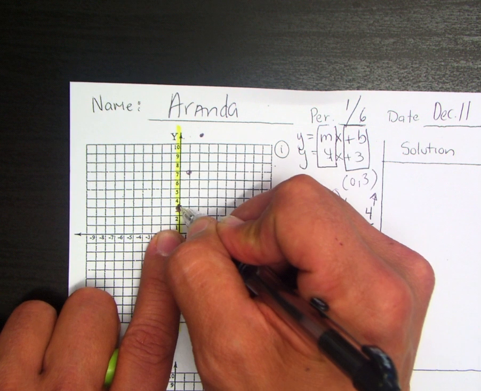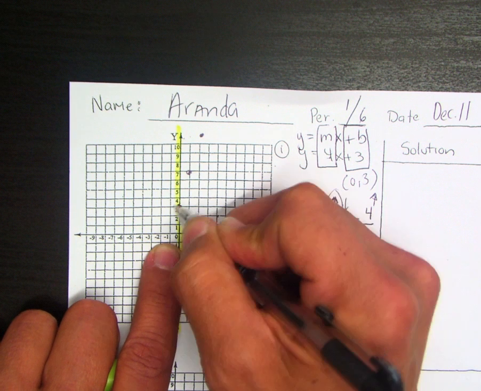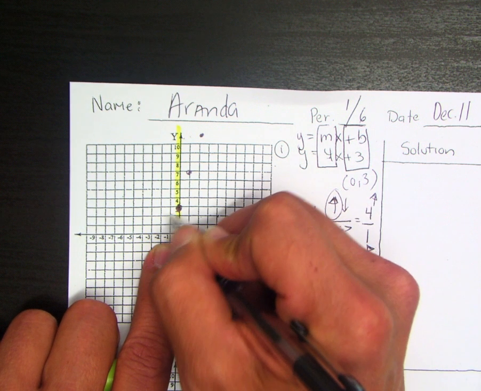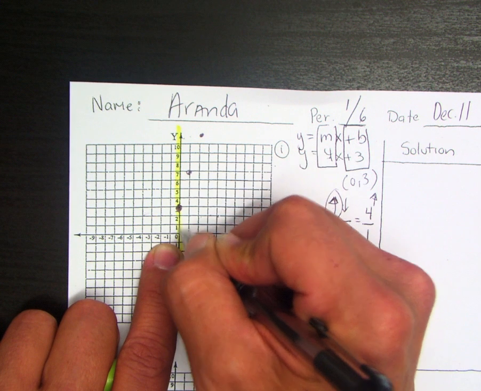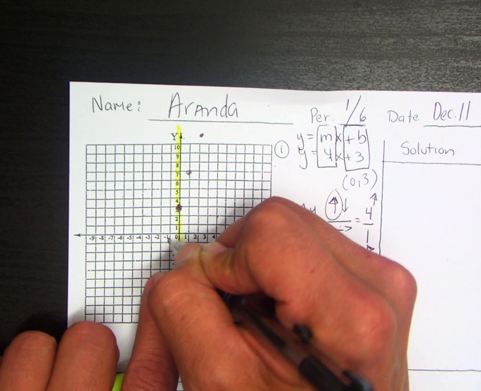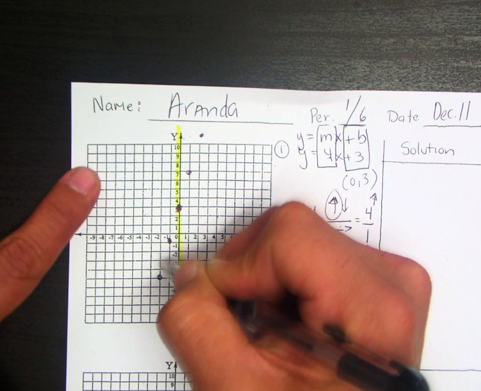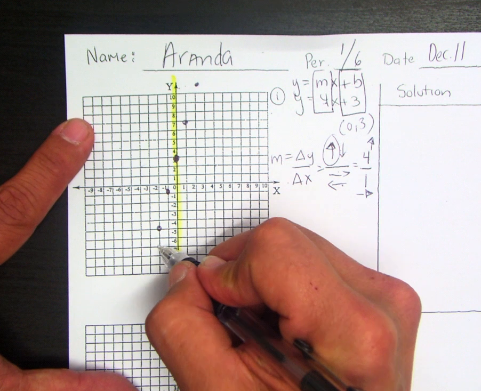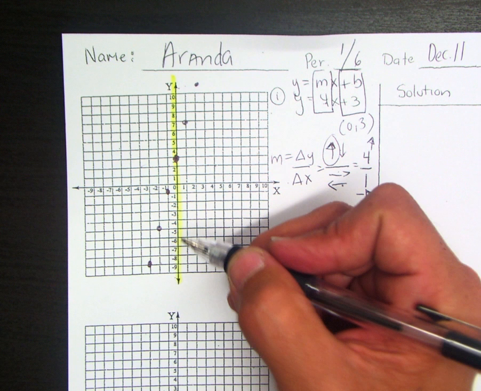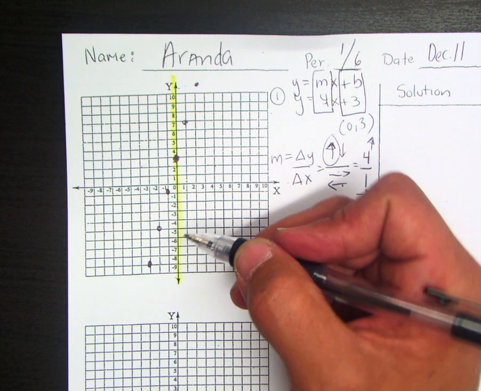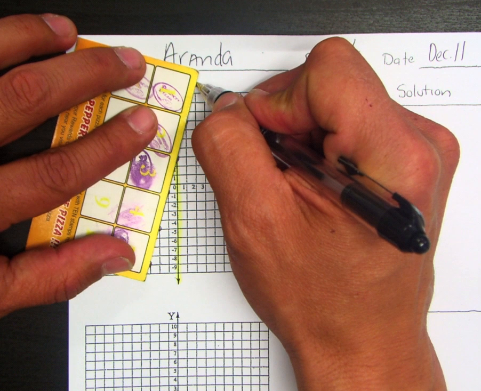Now I'm going to go backwards. I can't go 1, 2, 3, 4 up and then left, because it won't be a straight line. But I could go down 1, 2, 3, 4, and then 1 to the left. Again, you do it. You say it. Yeah, you said it. So now, we're just going to trace and connect the dots. There you go.